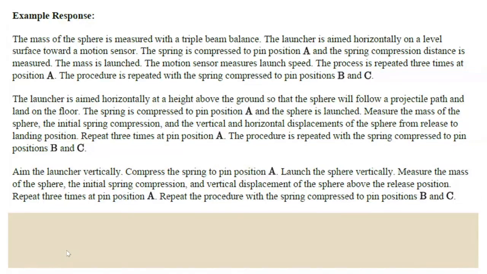So moving on, I just want to show these example responses that they gave in the scoring guide. Again, just make sure, depending on whichever one of these you did, that you have all of the appropriate details. Notice this one we didn't talk about because this was the one that I wrote. You can aim the launcher vertically, compress the spring to pin position A, launch the sphere vertically, measure the mass of the sphere, the initial spring compression, and the height, and then repeat the 3 times at pin position A, and then you're repeating the procedure with the spring compressed to positions B and C. So notice you're repeating 3 times at position A is what's going to get you that point for reducing uncertainty. If you want to look at these, I would pause here.